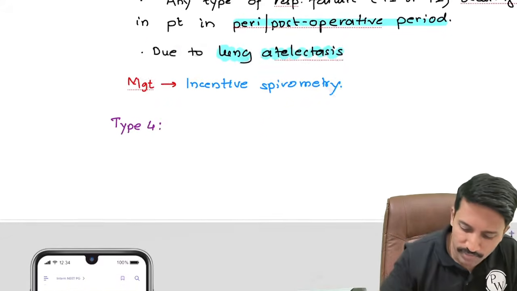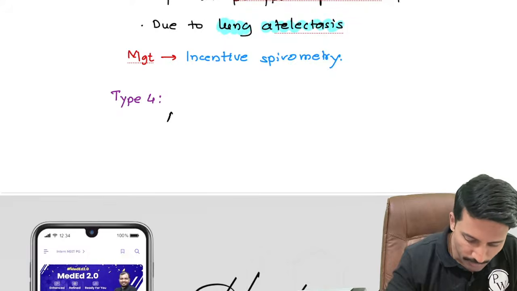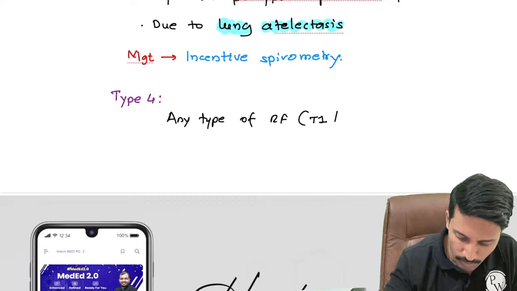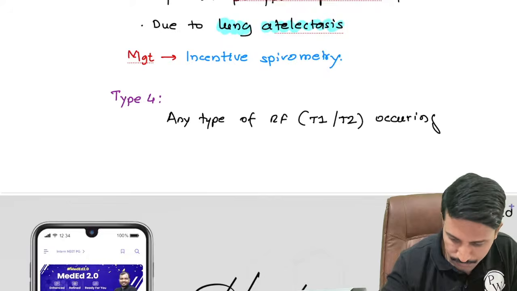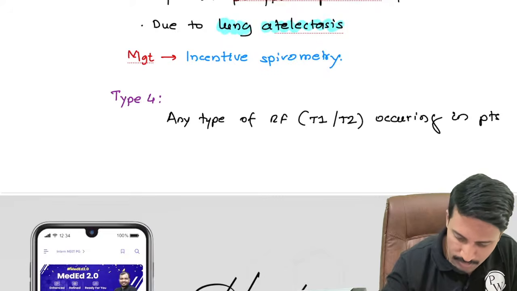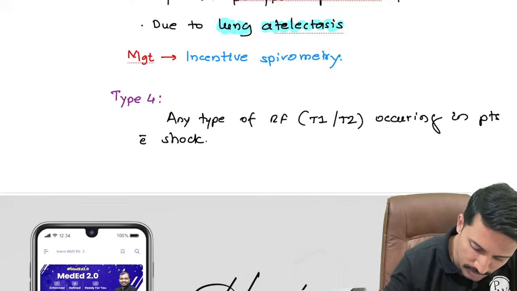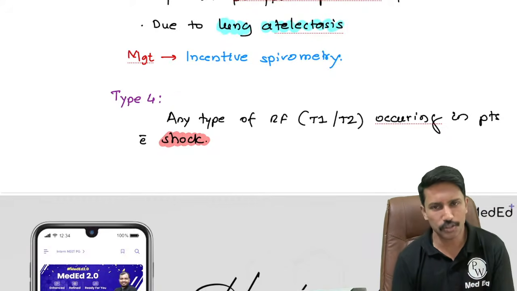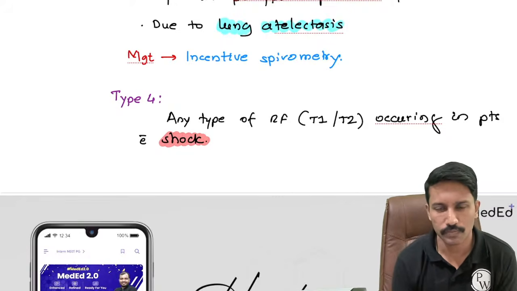Okay, so then we also have type 4 respiratory failure, which refers to any type of respiratory failure, meaning type 1 or type 2, occurring in patients with shock. So the word to write here is shock. This is what the examiner will be looking for. You know what shock is, right? Shock means tissue hypoperfusion or hypotension.